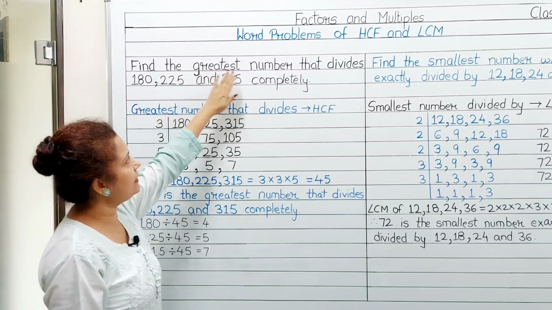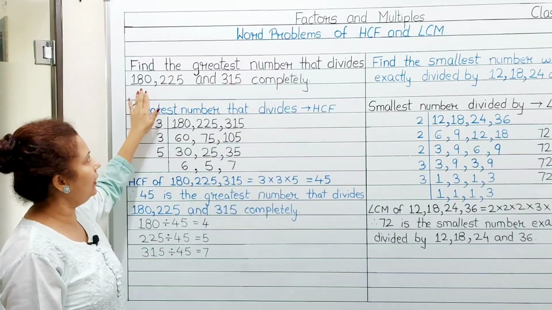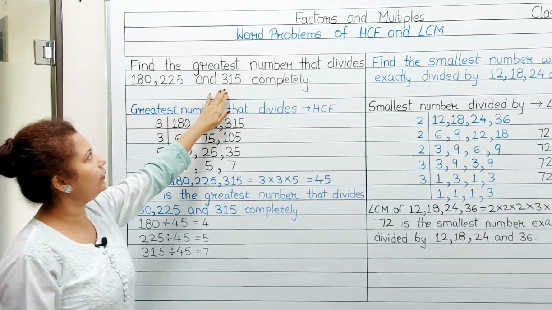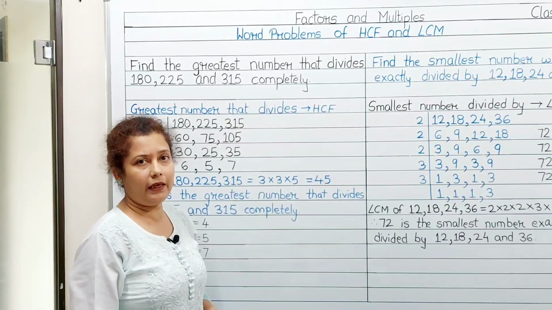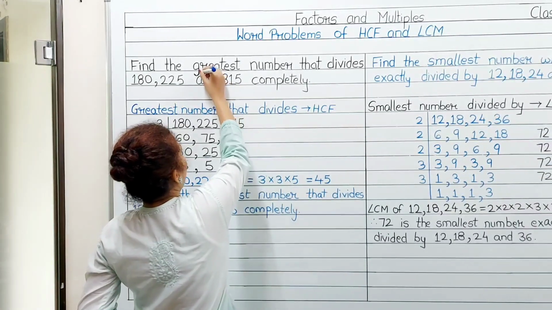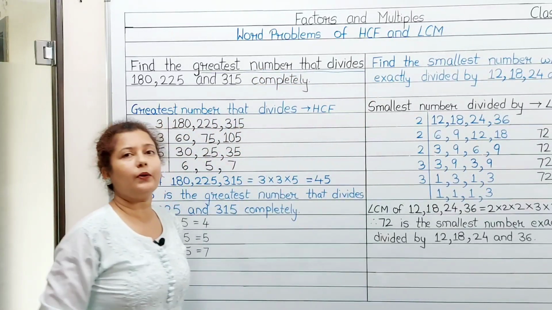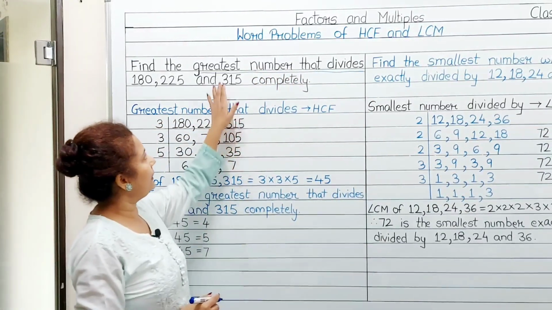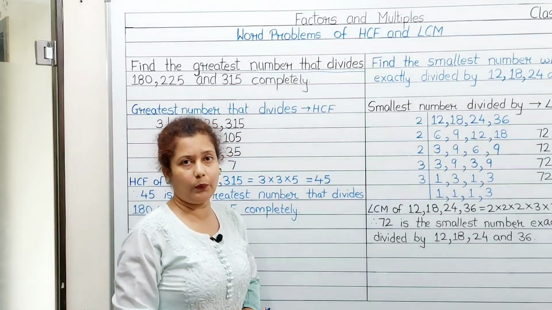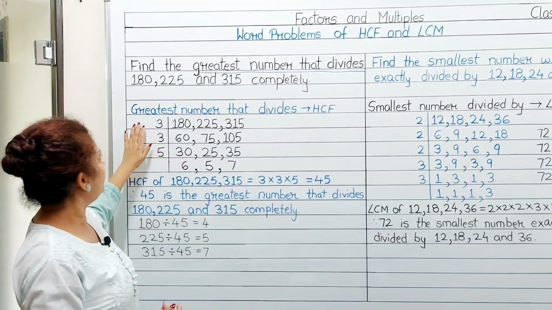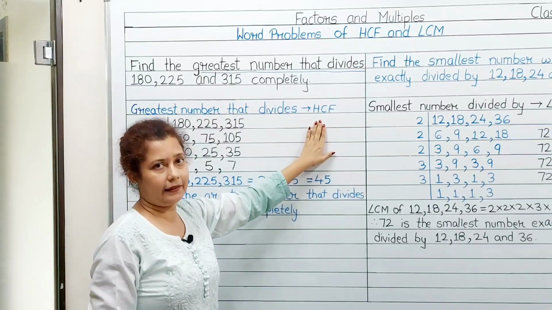Find the greatest number that divides 180, 225 and 315 completely. In this sum, the keywords are greatest number that divides. Not only greatest number, but greatest number that divides. That divides is the keyword over here. So here, the greatest number that divides means we have to find HCF.